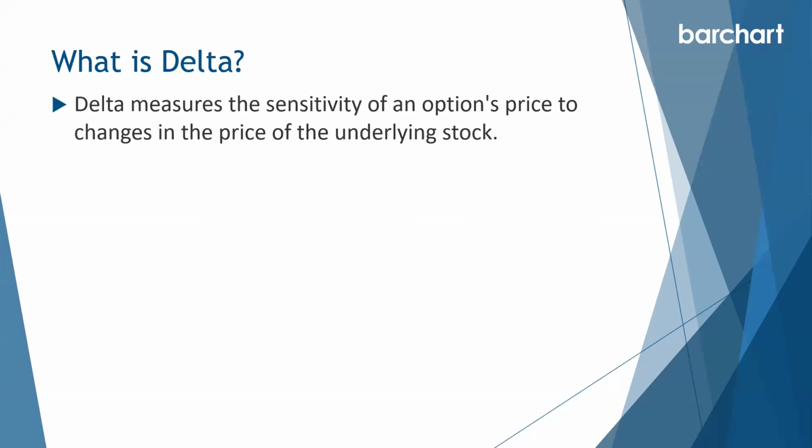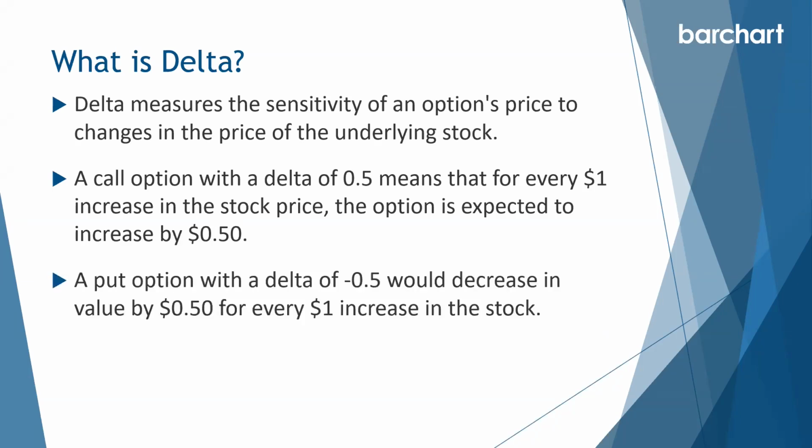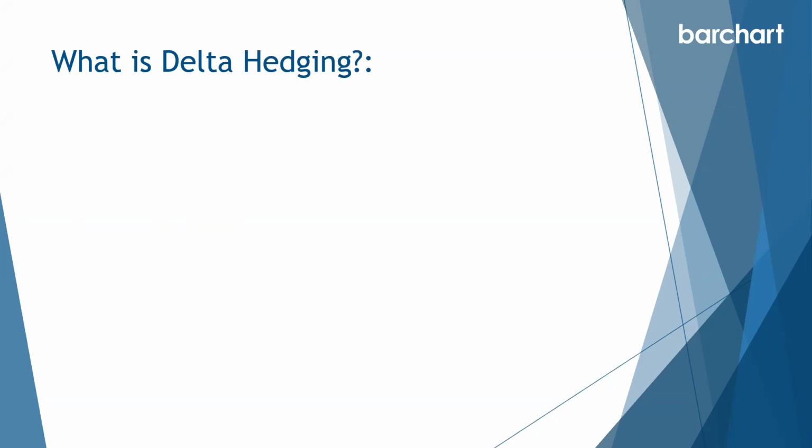Well, delta measures the sensitivity of an option's price to changes in the price of the underlying stock. A call option with a delta of 0.5 means that for every $1 increase in the stock price, the option is expected to increase by 50 cents. A put option with a delta of negative 0.5 would decrease in value by 50 cents for every $1 increase in the stock. So what is delta hedging?